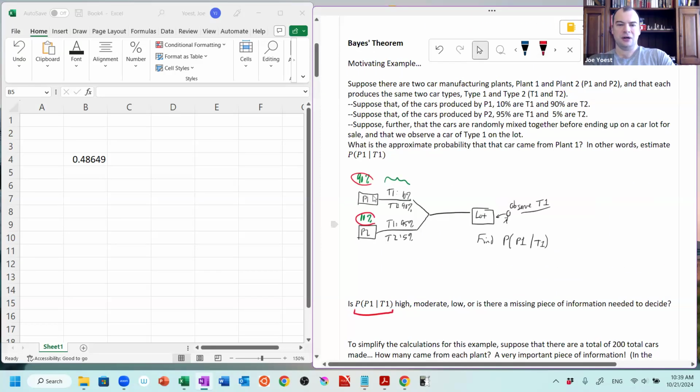And the reason is that although for plant 1 the proportion of type 1 cars it produces is pretty low, and for plant 2 the proportion of type 1 cars it produces is pretty high, the overall number of cars produced by plant 1 is so much higher than plant 2. So plant 1 produces a ton of cars, a small proportion of which are of type 1, and plant 2 produces a much smaller number of cars, but most of its cars are of type 1. So there's kind of two countervailing powers here, right? For plant 1, this number is high while this number is low. And for plant 2, this number is low while this number is high. And those two kind of, in a sense, balance out.